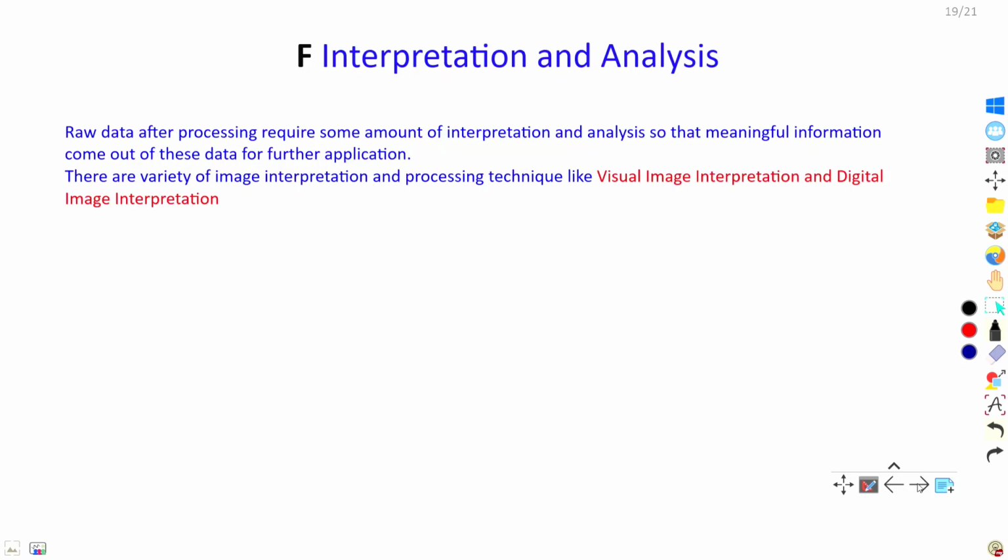Next, moving to interpretation and analysis. For daily use, humans cannot read raw data. So interpretation and analysis is required to make the data more informative and to produce meaningful information. There are a variety of image interpretation and processing techniques, of which visual image interpretation and digital image interpretation are two. We will see them in further videos.